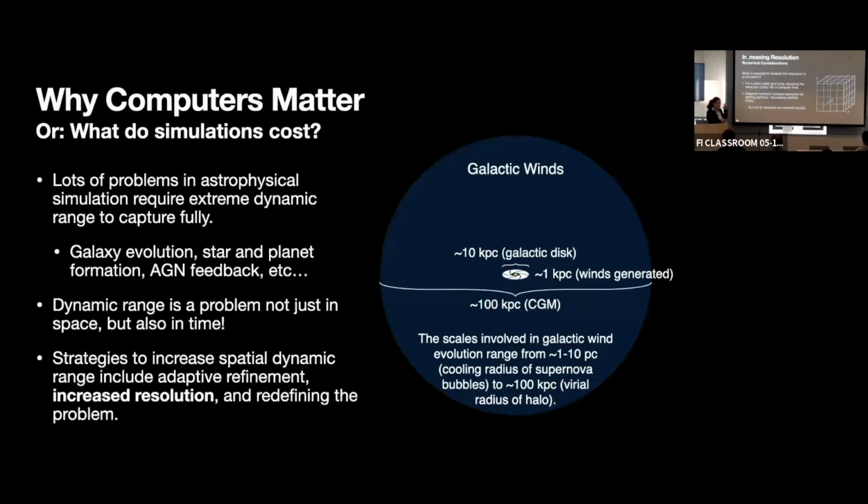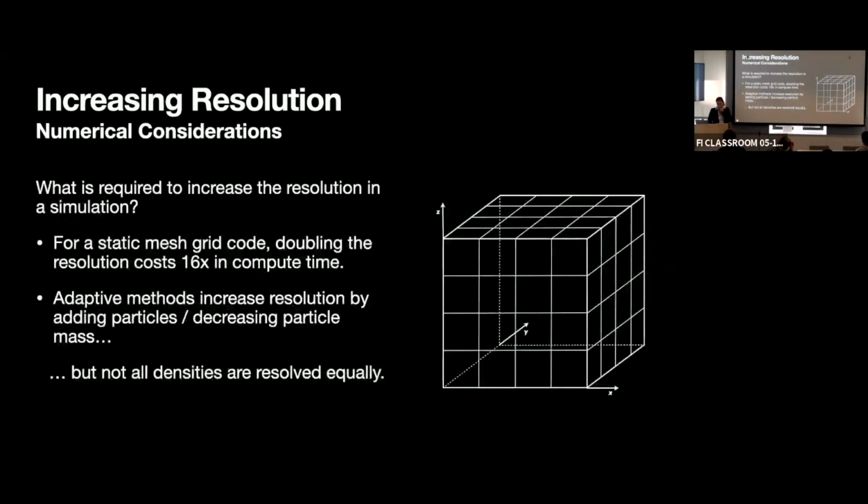So, what's required in order to increase the resolution in a simulation? Again, I'm going to talk about a static mesh code because that's the most straightforward case and the one that I'm applying. But basically, if you have a static mesh, a three-dimensional grid full of cells, and you want to double the resolution, so halve the size of the cells in each of these three spatial dimensions, that automatically costs 16 times more in compute time, right? You get three factors of 2 just from the number of cells you've added, and then you also lose a factor of 2 in the time. Your time steps get cut in half.